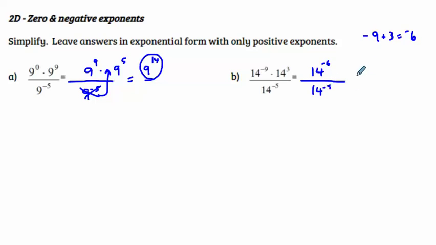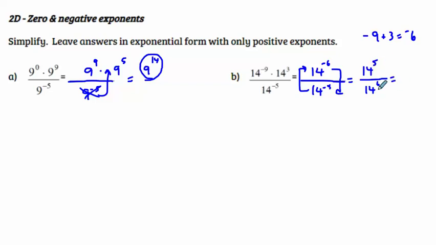And now we've got two unhappy campers. This dude wants to go down. This dude wants to go up. So let's make them happy. So now we have 14 to the sixth power on the bottom. It loses its negative when we move it. And we have 14 to the fifth power on the top. And we are almost done.